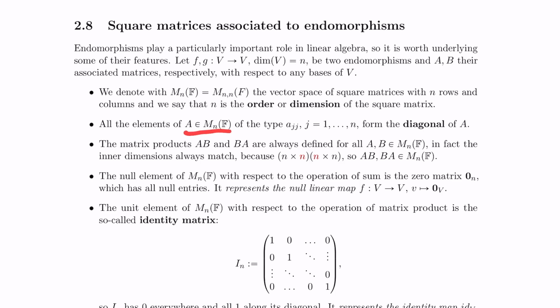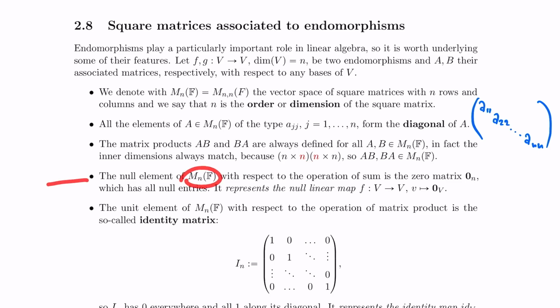For square matrices, it makes sense to define their diagonal, which is composed by the elements of the type A_jj. So the diagonal of A will be A11, A22, etc., up to Ann. For any two square matrices of order n, we can write their product A times B or B times A. In fact, in this case, the inner dimensions always match.